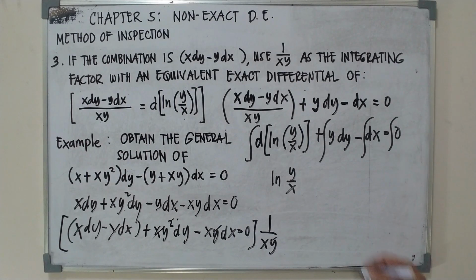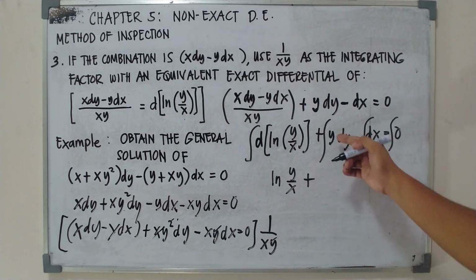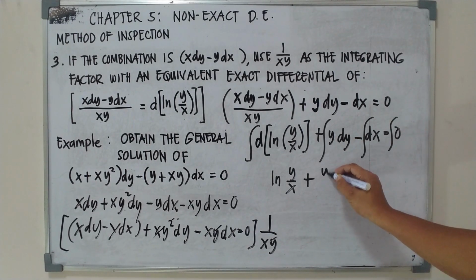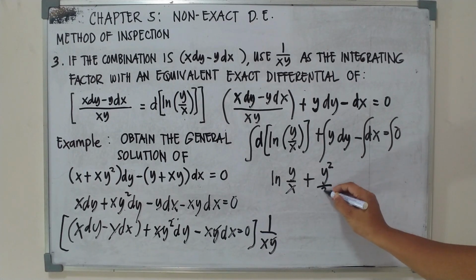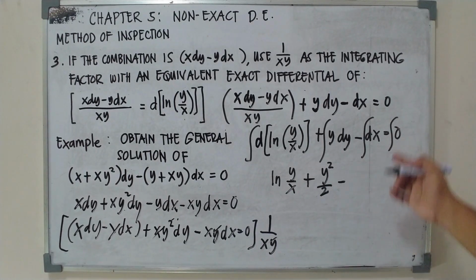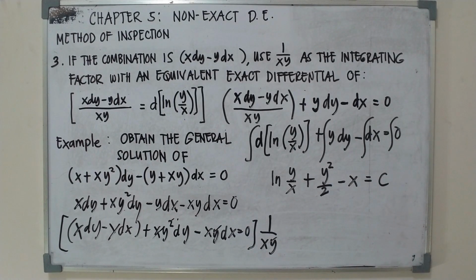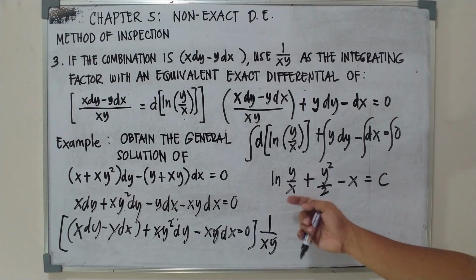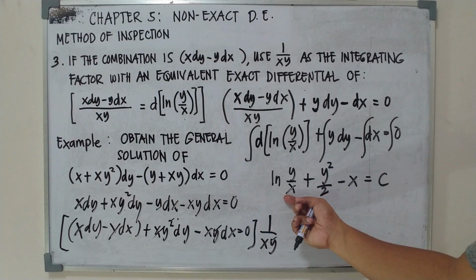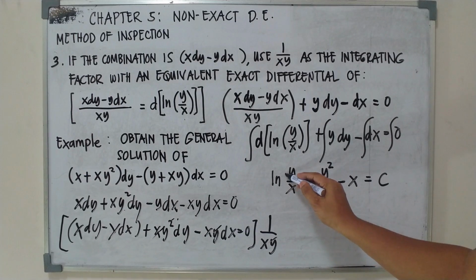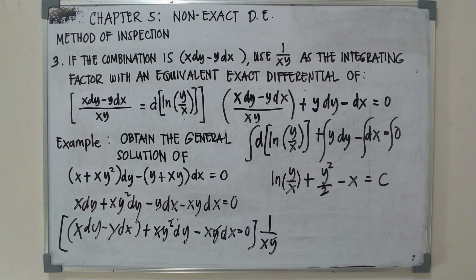Yan. And this is plus power formula. You have y squared over 2. This is minus. This is equals to x. And this is equals to c. Yan. So multiply this one. Ito, this is not a coefficient of ln, okay? Kumbaga ito yung associate mo ng ln mo.